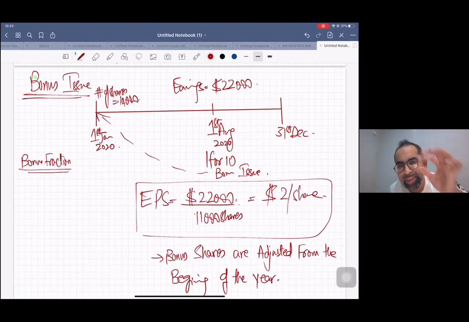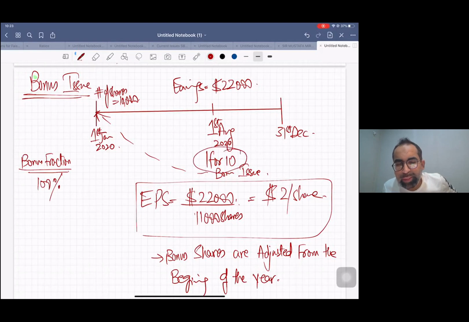Now, how do we calculate this bonus fraction? Very basic maths. Listen, just think at the beginning of the year, the total number of shares were 100%. The existing total is always 100%. At the beginning of the year, we were at 100% shares. Now, we made a new issue of 1 for 10.